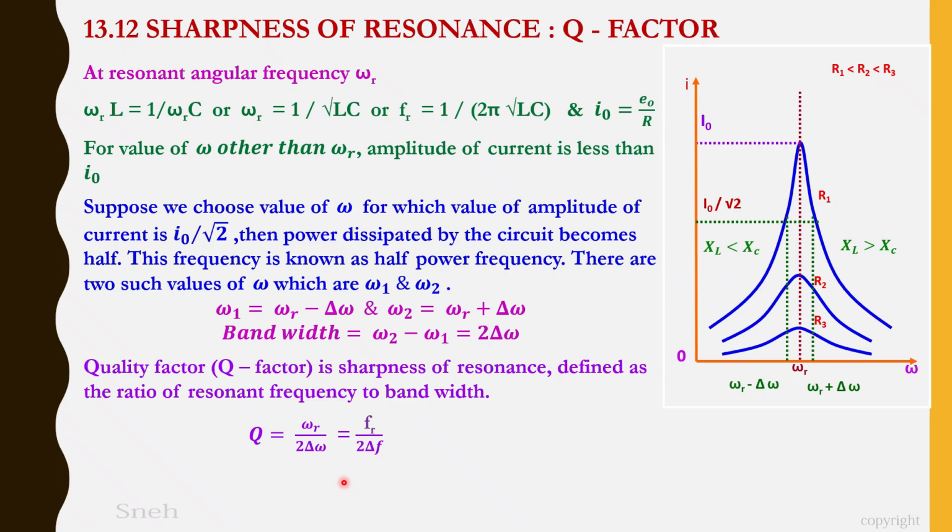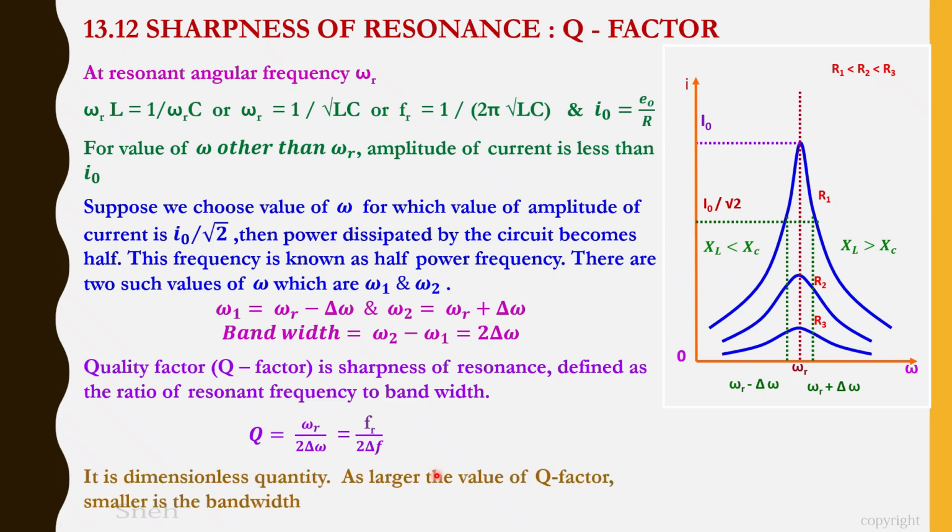So we can write this equation either in terms of angular frequency, or in terms of frequency also. This equation tells us about the sharpness of the resonance which we are observing. Now this quantity is a dimensionless quantity, as it is a ratio of the same physical quantities. It is a ratio of frequencies only, so it is dimensionless. Earlier we have discussed, the larger the value of Q factor, the smaller the bandwidth.